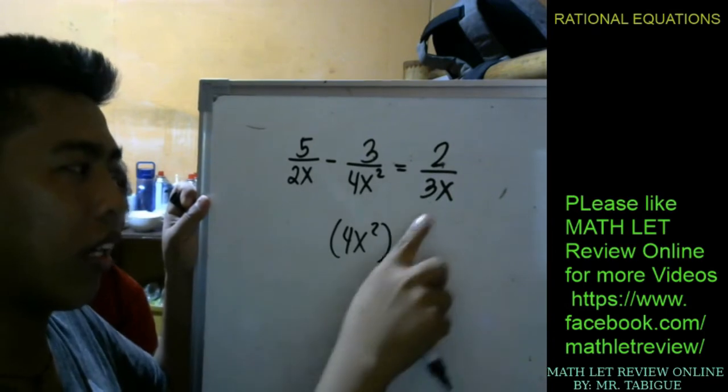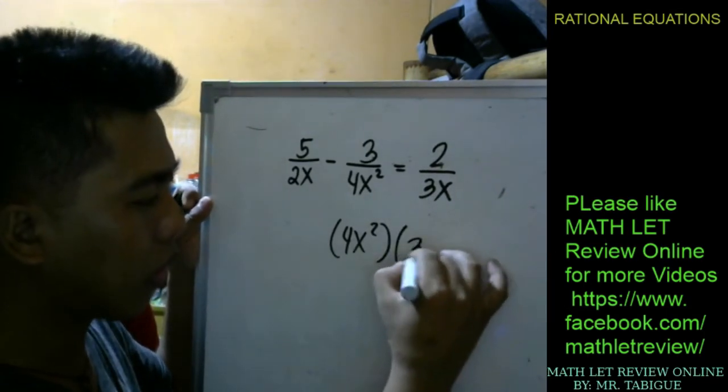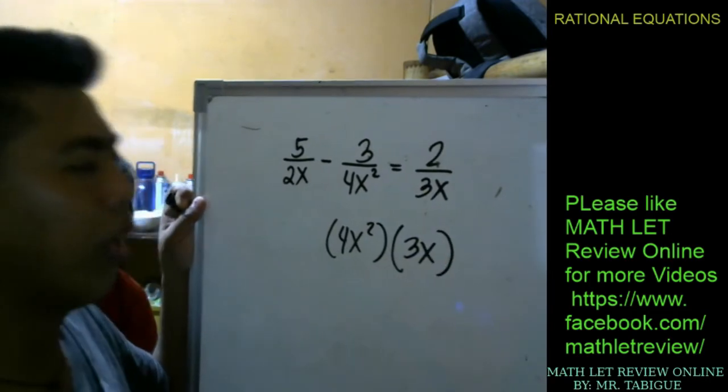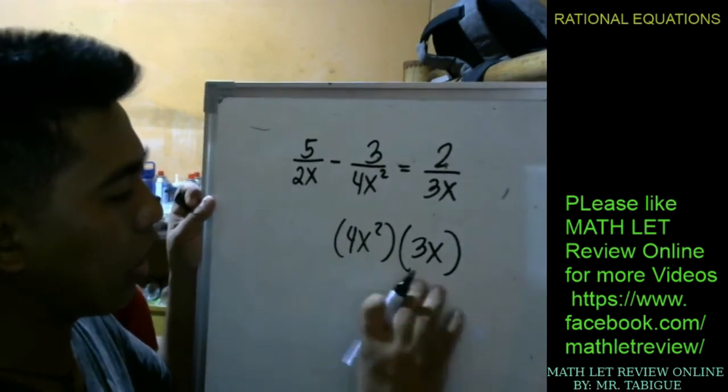But the thing here is the 3x. Then I write 3x there, so that it suffices. Then I'm going to check again the LCD.